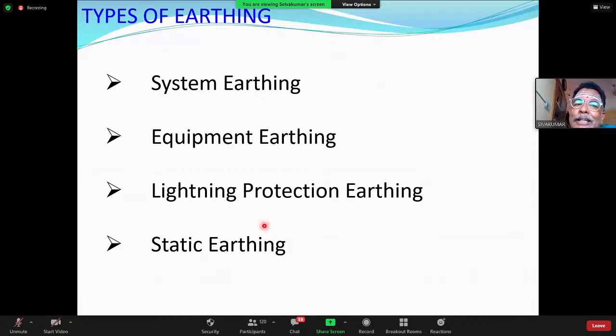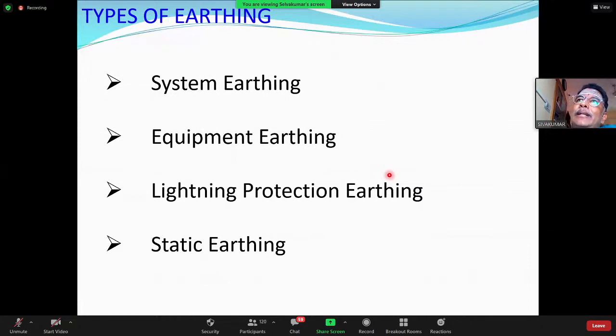In this session, we are going to discuss system and equipment earthing only, which is related to electrical installations. Lightning protection earthing is again a vast subject by itself. That is protecting the buildings and structures against the harmful effects of lightning strokes. That has got a very big standard by itself, 62305. This is a very big standard.